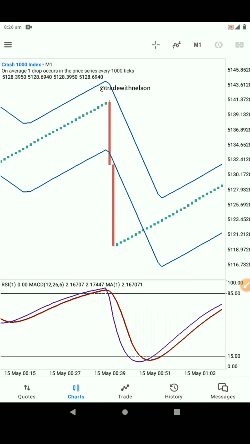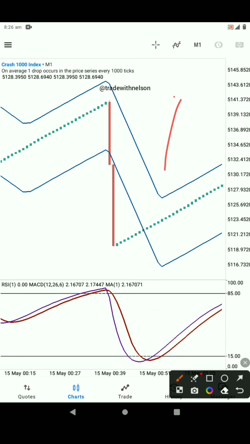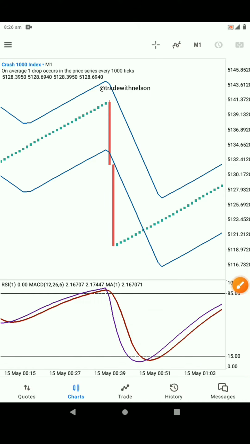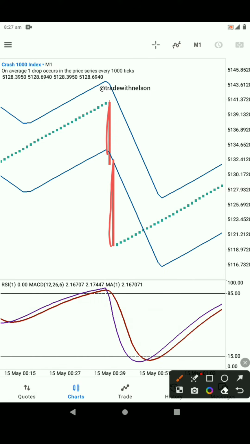What are you looking for in the crash market? As we all know, the boom market spikes to the upside, so in the crash market we want to pay attention to the spike to the downside. The next thing we pay attention to is the 15 level. So we want to see a spike to the downside, another spike to the downside that pushes the MACD and the moving average into the 15 level. But like I tell you, you don't even need the moving average to enter. The MACD alone is enough.